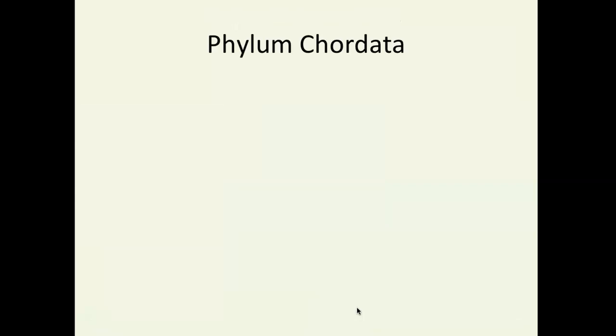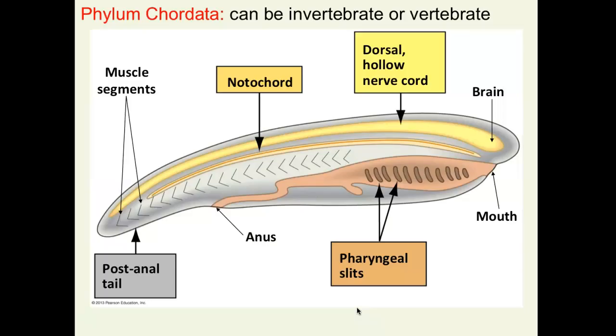The next phylum is Chordata, and these are going to be the animals that have 4 features that are listed here. So everything in the box is what all chordates have in common. All right, so let's go through these. All chordates have a dorsal hollow nerve cord right here. Dorsal means it's on the back of their body, it's hollow, and it's a nerve cord.